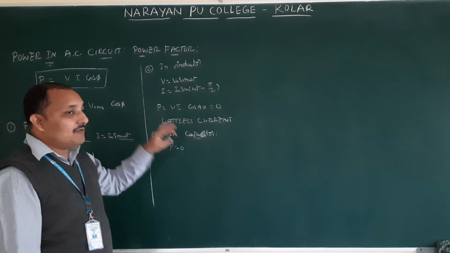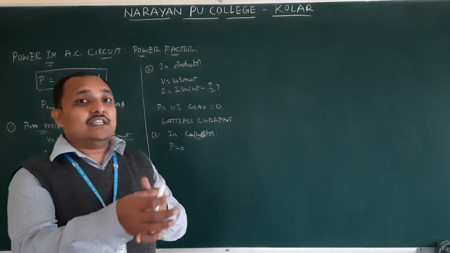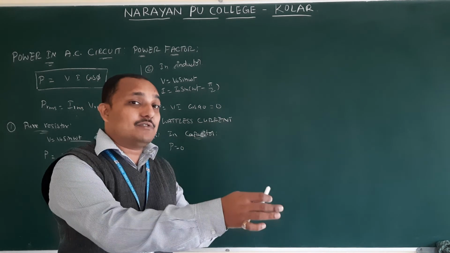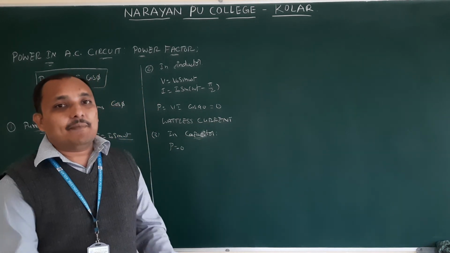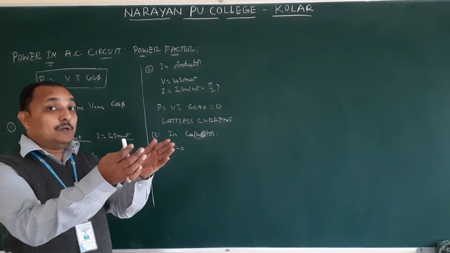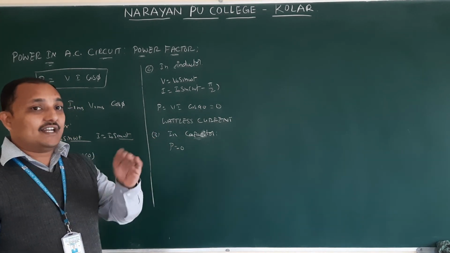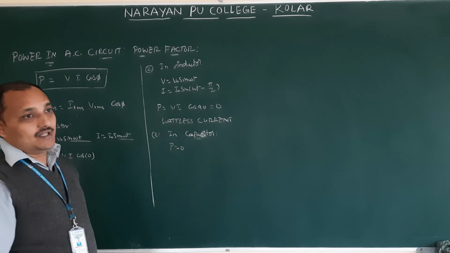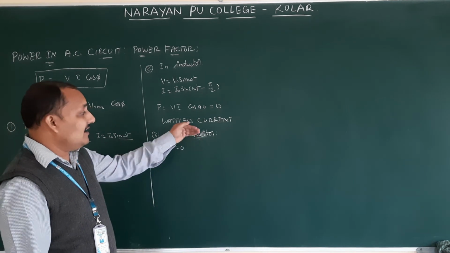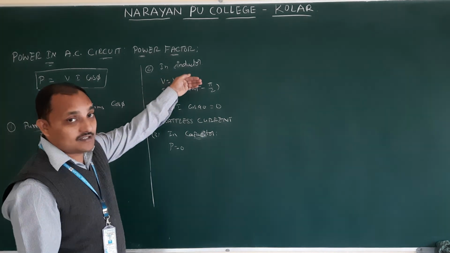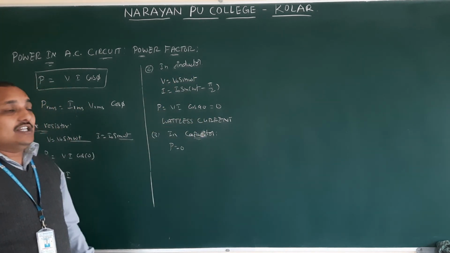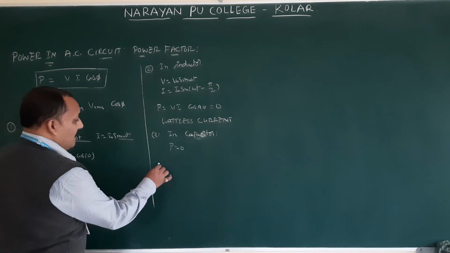Therefore, how do they define wattless current? It is the current which is flowing in either a pure inductive circuit or a pure capacitive circuit. Pure inductive means only an inductor should be there. Pure capacitive means only a capacitor should be there. The current flowing in a pure inductor or pure capacitor is wattless current because the power is going to be 0.